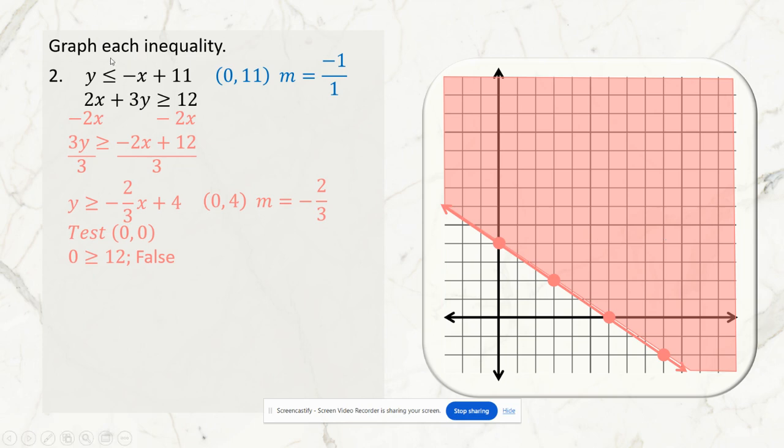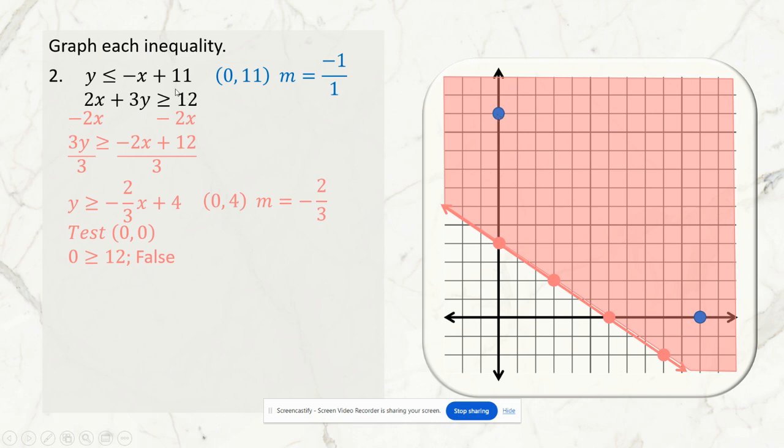So this one's a little easier. It's already in slope-intercept form. We already have our y-intercept of 11, right? And our slope is negative 1 over 1. So let's plot our point 0, 11 all the way up here. Our slope is negative 1 over 1. We're going to go down 1, right 1, down 1, right 1, down 1, right 1, until obviously you get as many dots as you can.